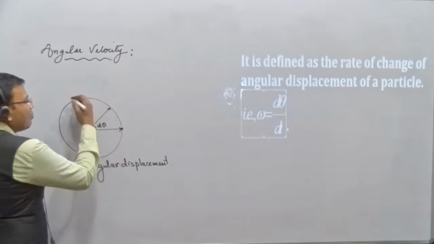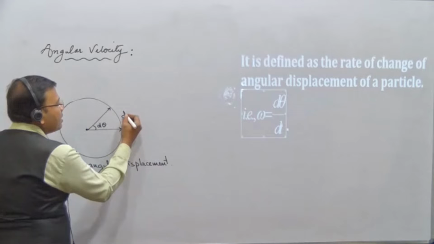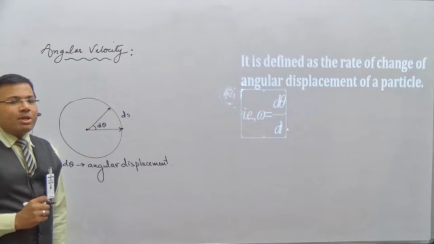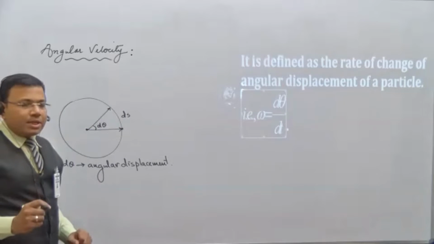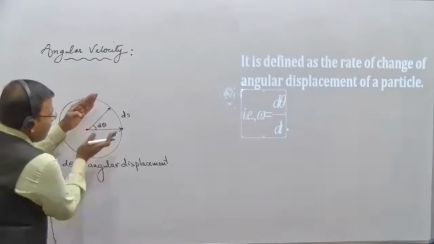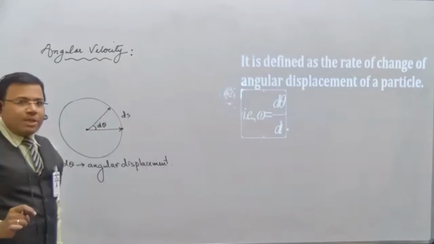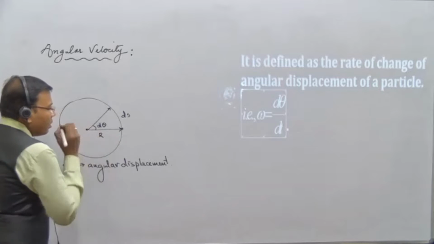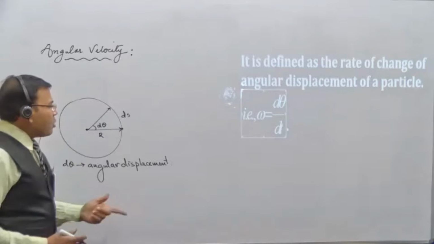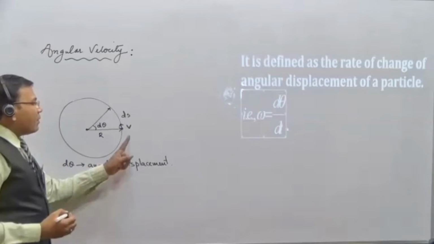Students, the particle is moving, and suppose it is describing a displacement. I am considering a small displacement ds. Just for you to understand, I'm drawing it like this, but it's very small. So here ds is the small displacement, and r is the radius of the circular path on which the particle is moving. Suppose this particle is moving with the velocity v, that is, the linear velocity is v.